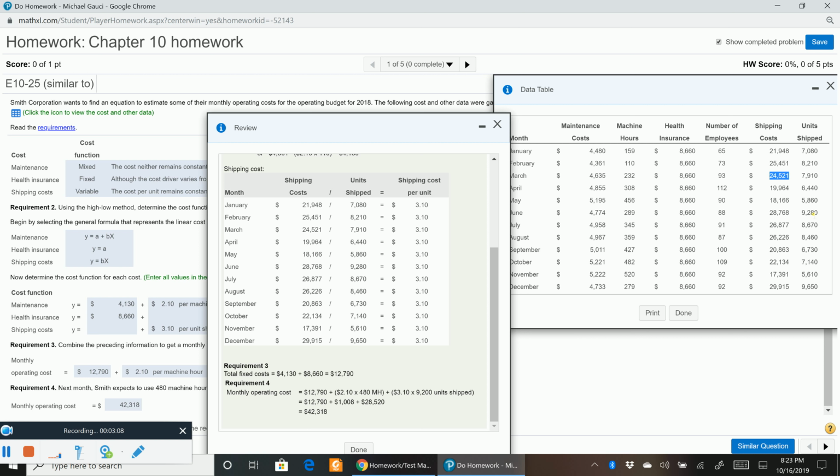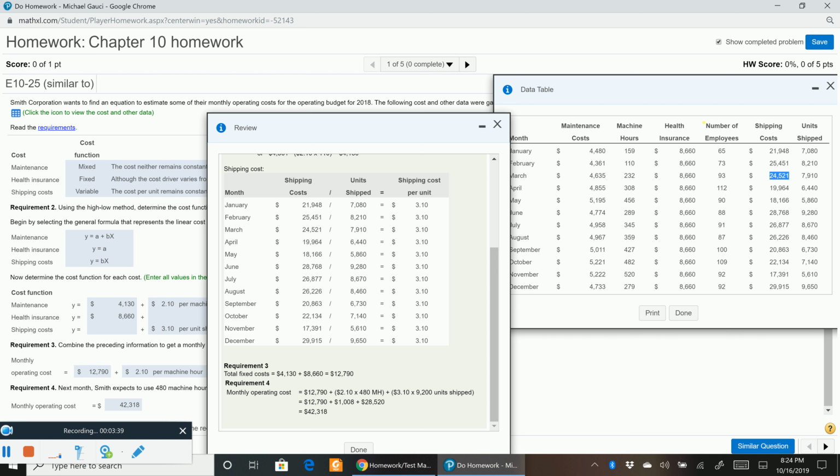I will not bore you and do this 12 times, but trust me, if I did do it 12 times, January through December, I'm going to get the same $3.10 per unit shipped. That means that the shipping cost is a variable cost. And once again, the cost behavior of a variable cost is the totals will change as activities change, but the per unit amount remains the same, which is the case here.